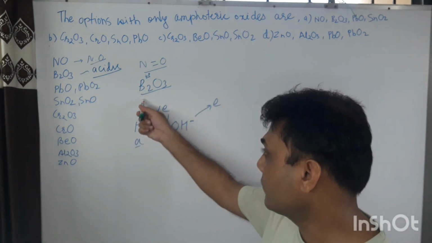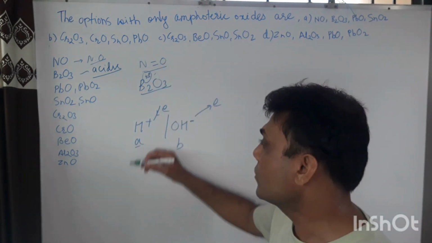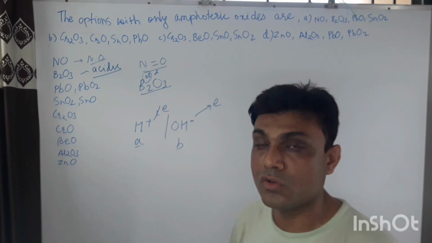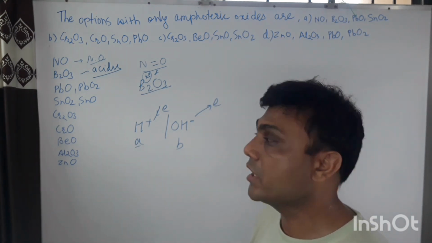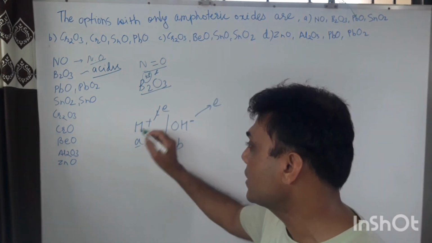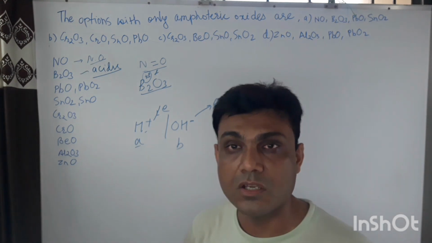In the case of boron, the oxidation state is +3. That means it can only accept electrons. It has no other option. It can only accept electrons. That's why it is acidic in nature. This is one reason, because it is the highest oxidation state.